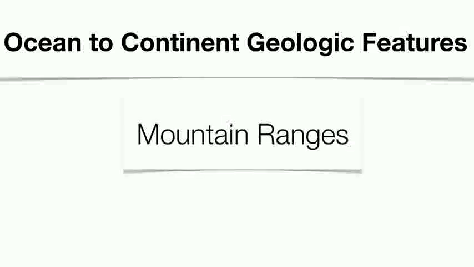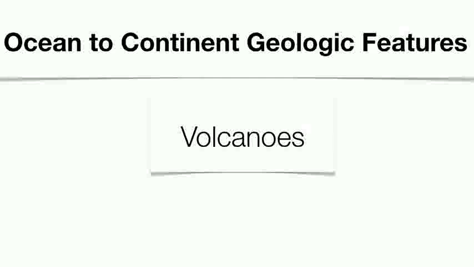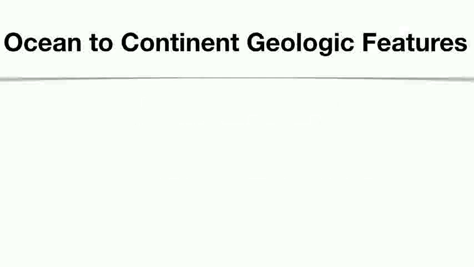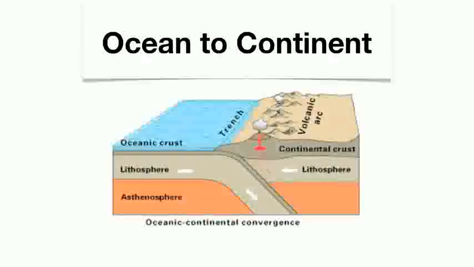You also get mountain ranges at these types of plate boundaries. Some of those mountains are volcanic. You tend to get very strong earthquakes. And you tend to get offshore trenches. So let's take a look at what this looks like. So our ocean to continent convergence.